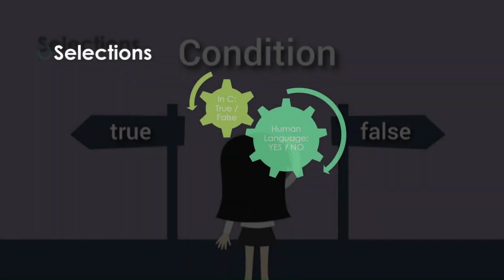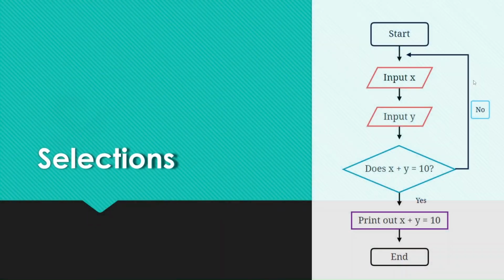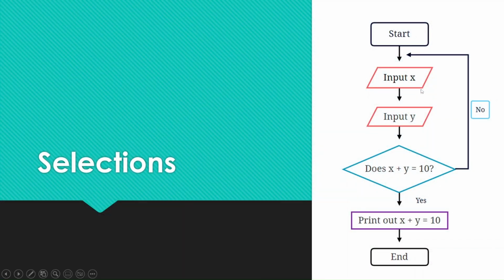And then the next one is selections. So selections are basically just true or false, in human language, yes or no. So this is a flow chart. You can see start the program, input x, input y, and it checks whether x plus y equals 10. If yes, print it out. If no, it will go into an endless loop until it gets x plus y equals 10, then print it out, then end the whole program.